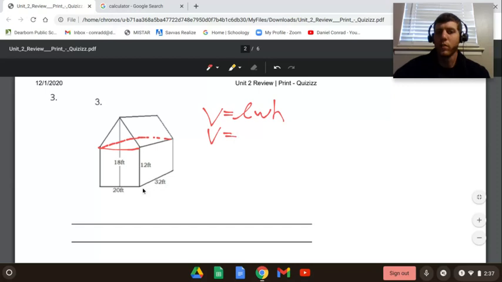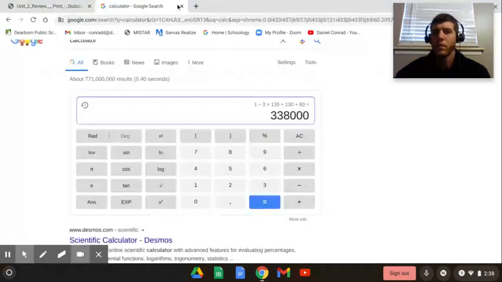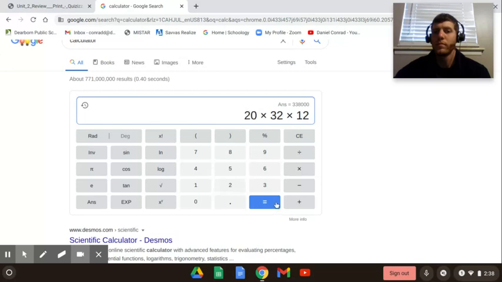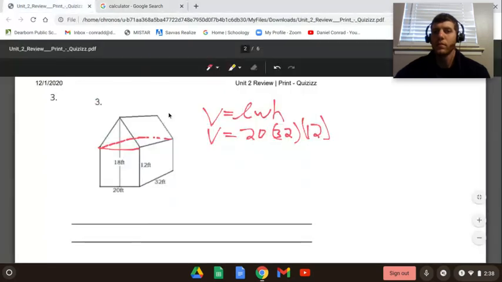So 20 by 32 is our base. Sorry, 32. And then the height of our rectangular prism here is 12. So 20 times 32 times 12. And that's going to be 7,680.